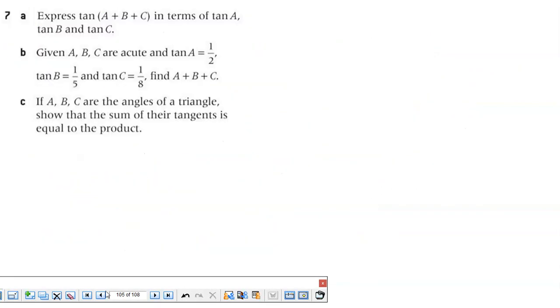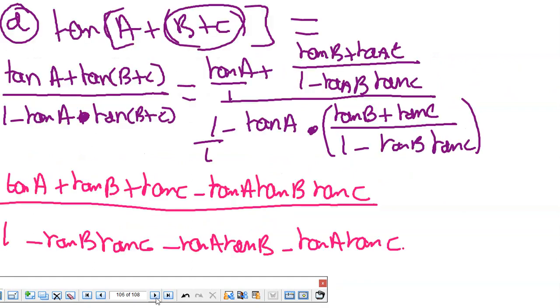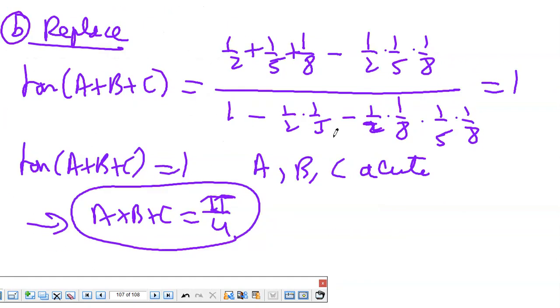The second question here, I need to find tangent (A plus B plus C), because here they gave me the values of tangent A, tangent B, and tangent C. I need to replace it. So all we need to do is replace and calculate, and I got the answer: tangent is 1. But since A, B, C are acute, I just have to take the positive tangent. So A plus B plus C is equal to pi over 4.